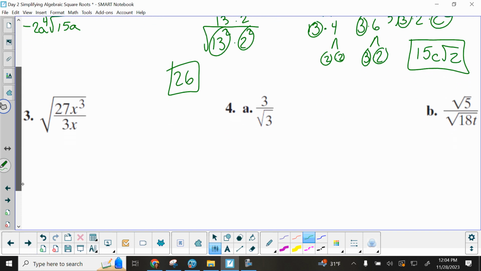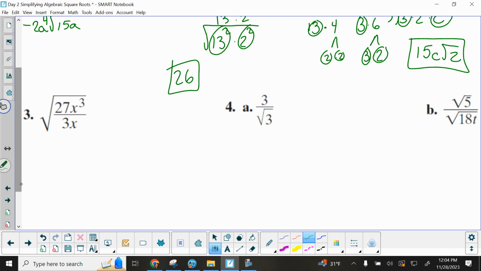The next one, I'm much better off simplifying first within the radical. So 27 divided by 3 is 9. X cubed divided by x is x squared. And now I go ahead and take the square root. That is a perfect square, so it's just 3x.